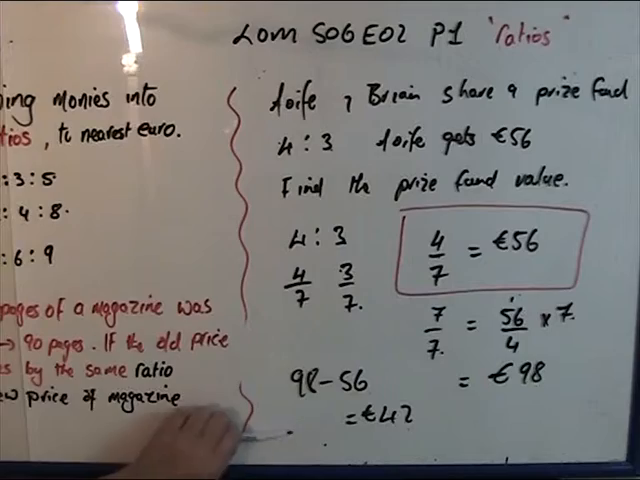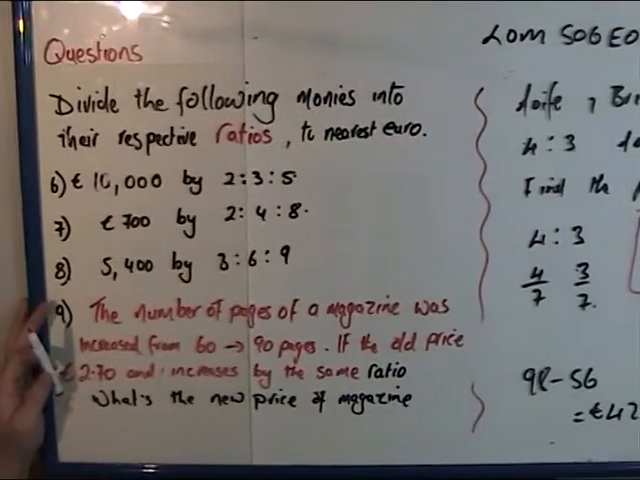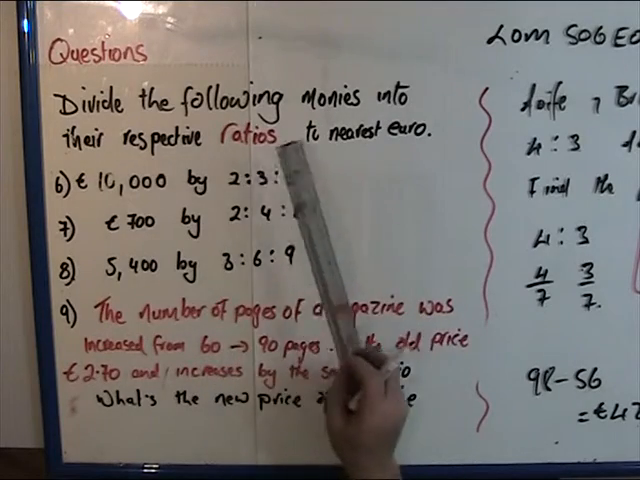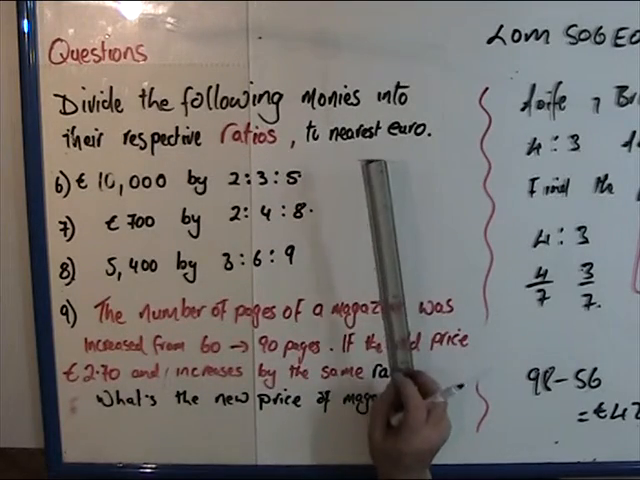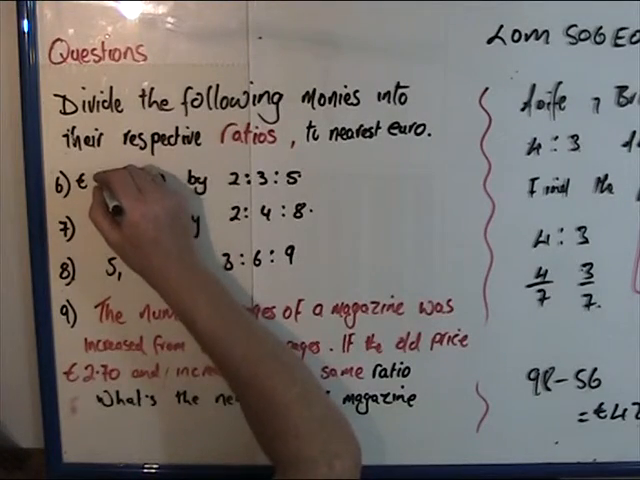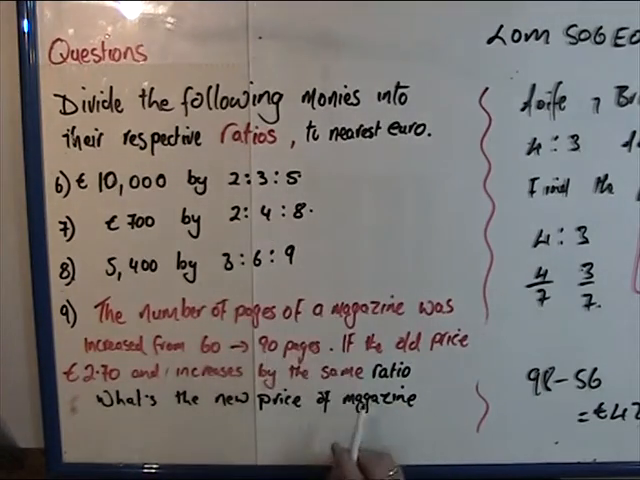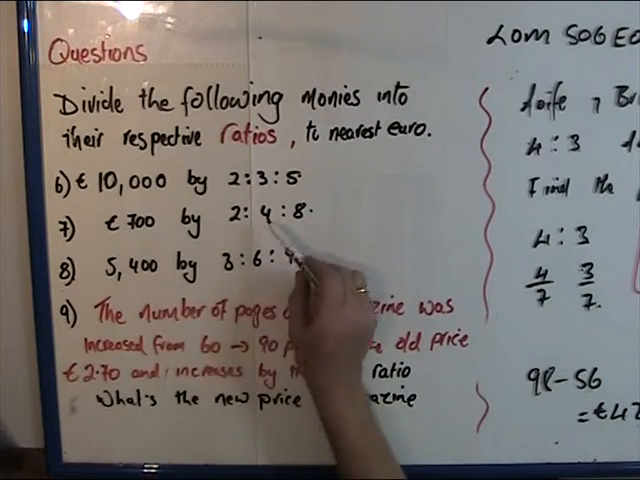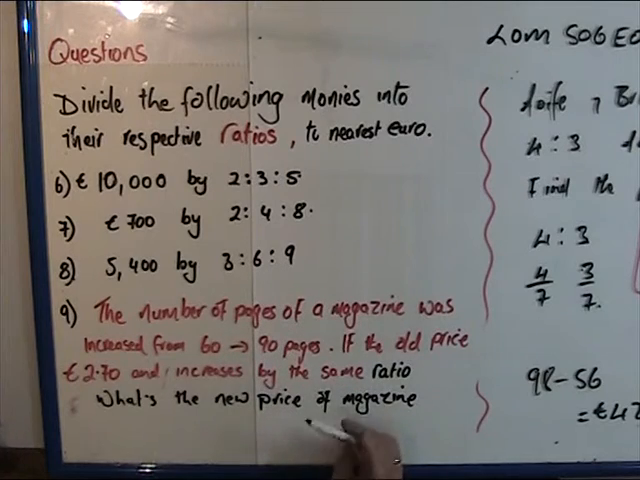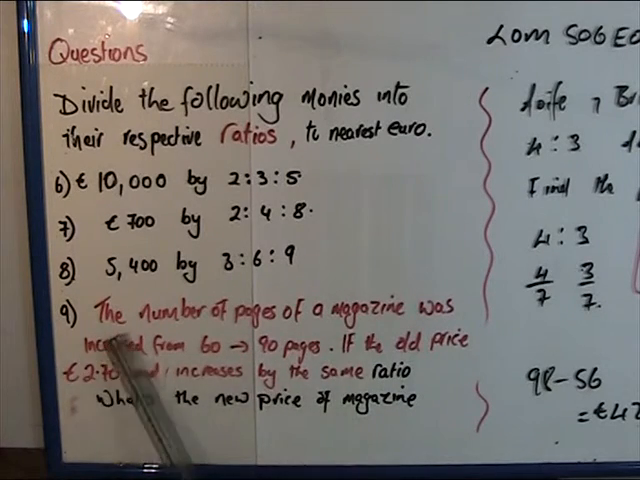Now let's have a look at the questions. Divide the following monies into their respective ratios to the nearest euro. €10,000 divided by 2, 3, and 5. You've got €700 divided by 2, 4, 8. You've got 5,400 by 3, 6, 9. These are pretty easy.